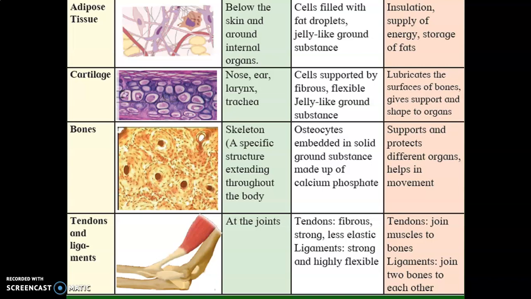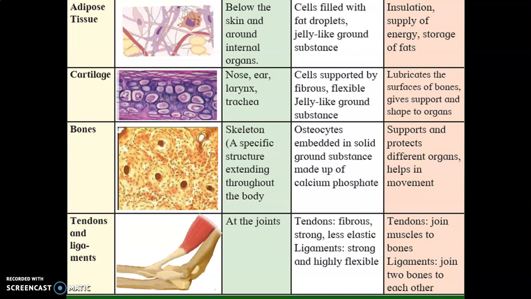Then we have cartilage, which is present in the nose, ear, larynx and trachea. These are cells supported by a fibrous, flexible, jelly-like ground substance. Okay, so you must have observed, children, these substances are different depending upon what type of function the particular tissue is doing. So these are the cells of cartilage, so these are flexible types of substances present here.